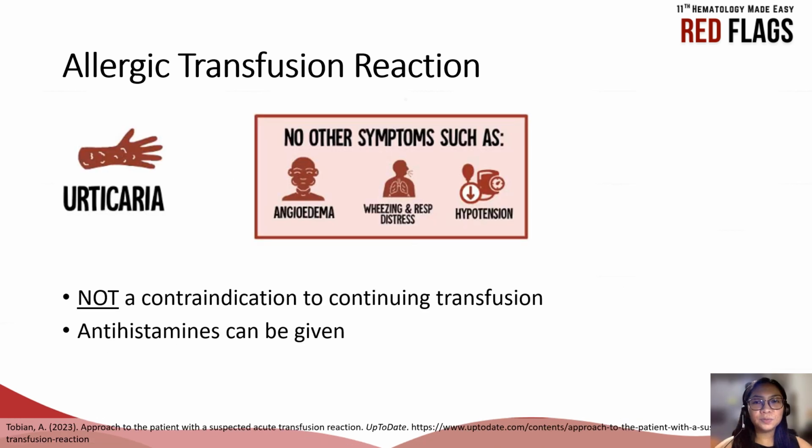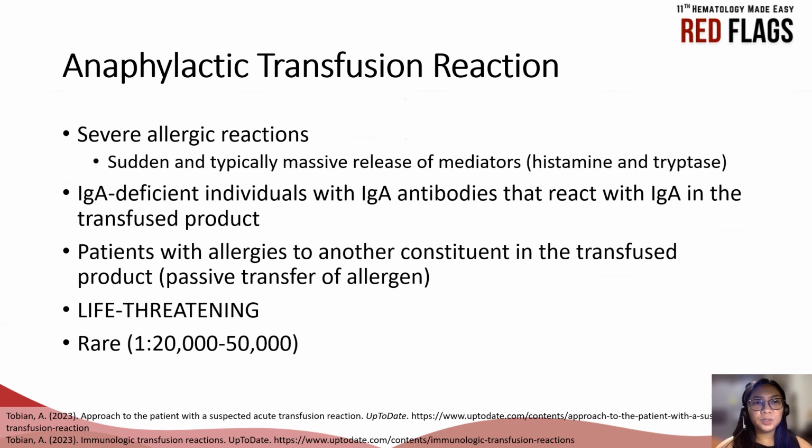An allergic transfusion reaction is not a contraindication to continuing the transfusion as long as it is clear that there are no other allergic symptoms. Antihistamines can be given for symptom relief but are not indicated prophylactically. If no other signs of allergic reaction develop, such as angioedema, wheezing and respiratory distress or hypotension, then blood transfusion may be resumed. The next acute transfusion reactions are anaphylactic reactions.